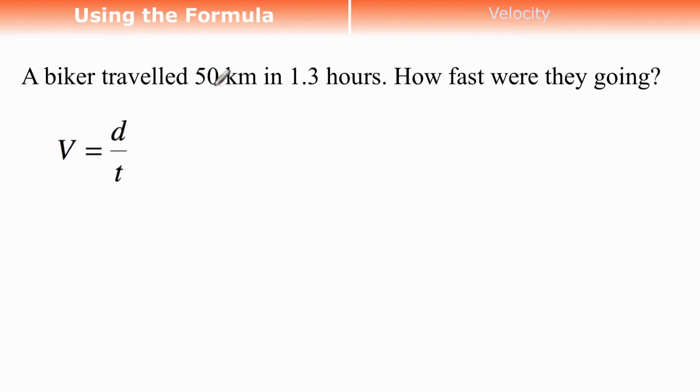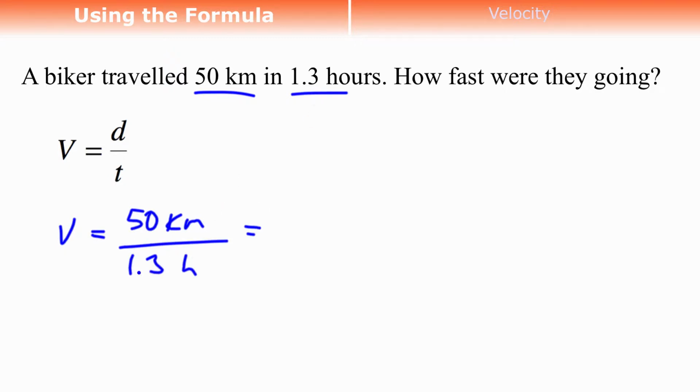I've got a biker that travels 50 kilometers, does it in 1.3 hours. How fast are they going? Here's my formula. The question is how fast, or what was their average velocity. So we're looking for this. Distance I know is 50, time I know is 1.3. So it's already solved for velocity, which is what I'm looking for. So I just need to plug my numbers in. So 50 kilometers divided by 1.3 hours.